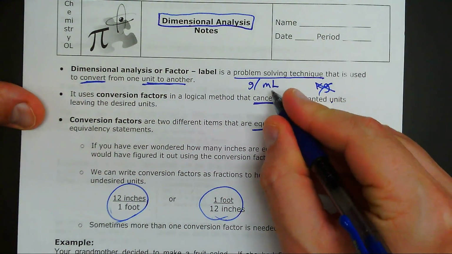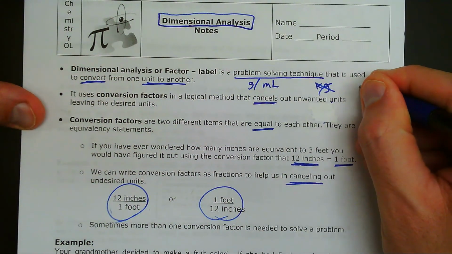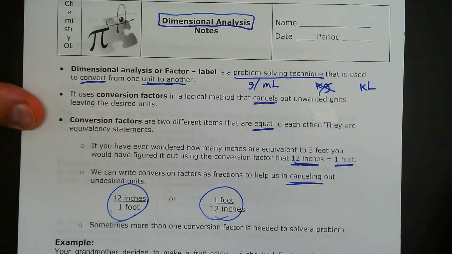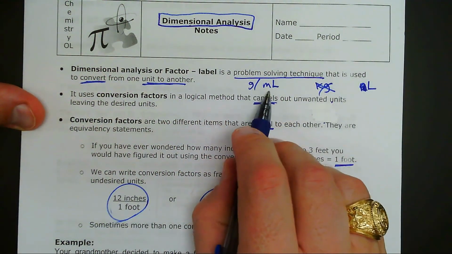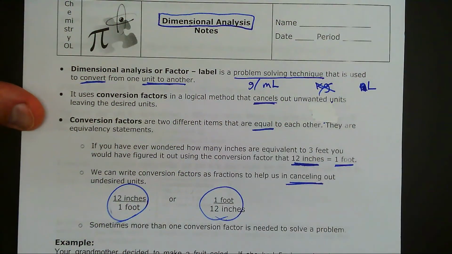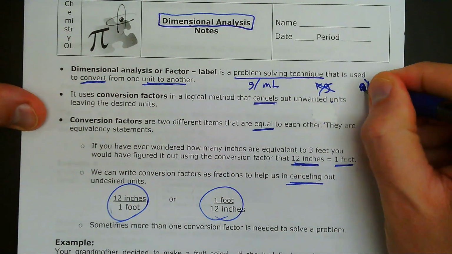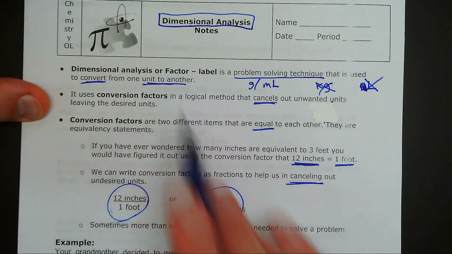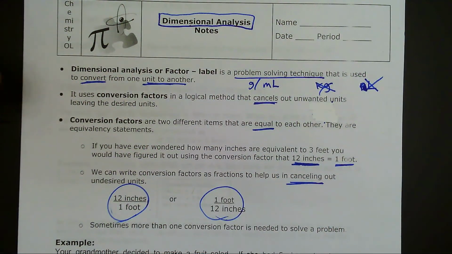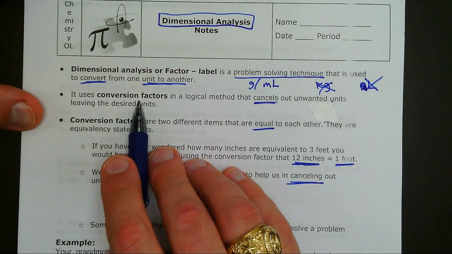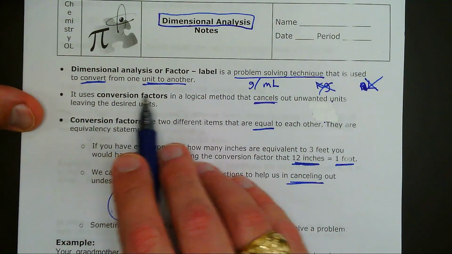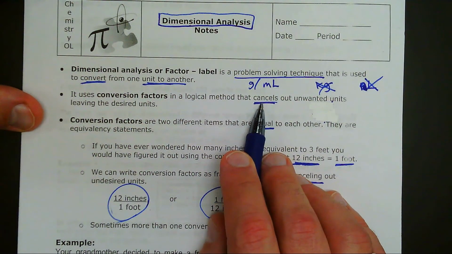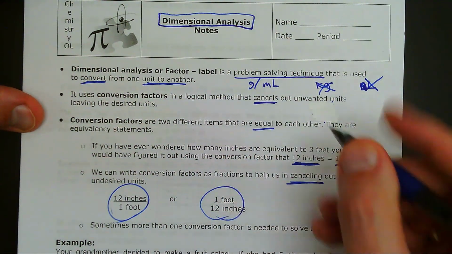Same thing. What if instead of milliliters, I gave you like kiloliters, or even just regular old liters? Would that go into our density equation? No. So that's why converting to the appropriate units is so important to be able to do in chemistry, because you're not going to get the correct answer otherwise. So it uses conversion factors that basically help us cancel out unwanted units.